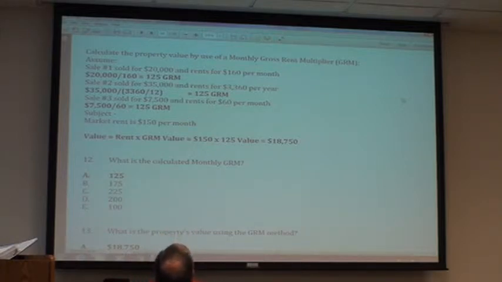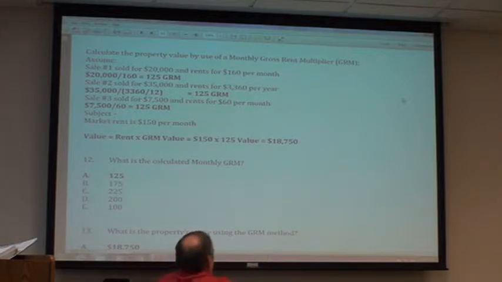Sale number 3 sold for $7,500, and rents for $60 a month. That ain't much profit, is it? $7,500 divided by 60 is 125. Our subject's market rent is $150 a month. So value equals rent times the gross rent multiplier. 150 times 125 equals 18,750.